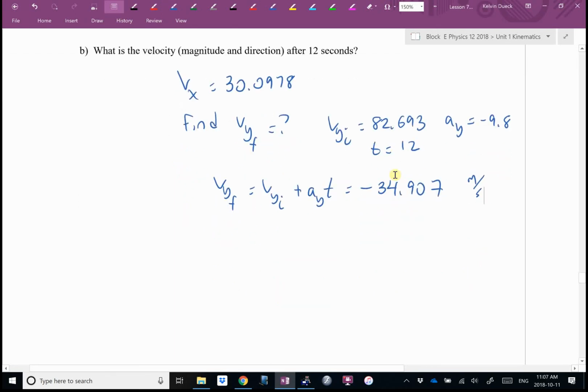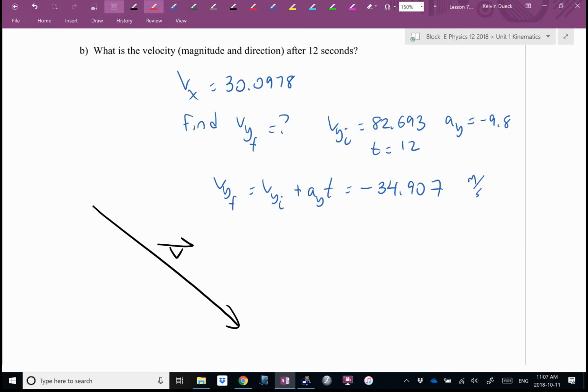Okay. So I'm going to draw the velocity after 12 seconds, and I'm going to argue it's going to look something like that. This is the velocity they want me to find after 12 seconds. It's going down at an angle. Did I say angle? Okay.